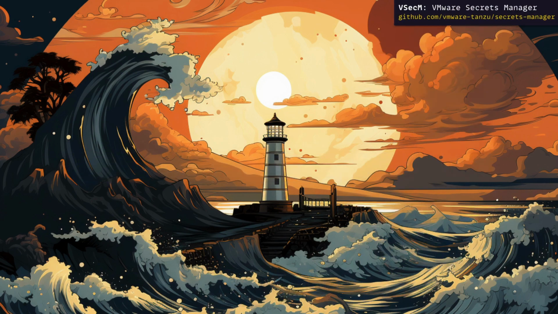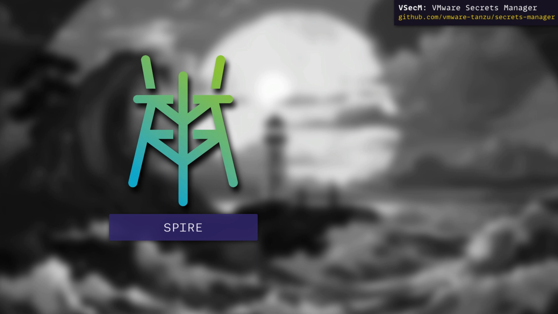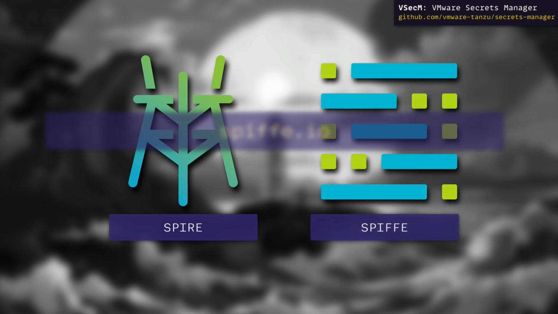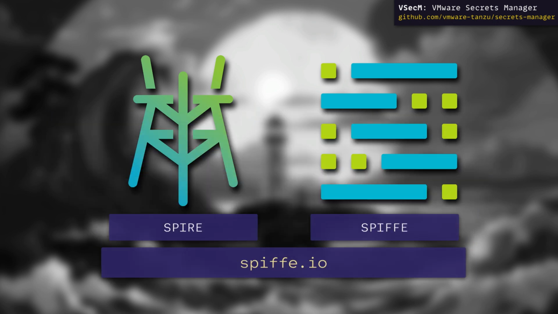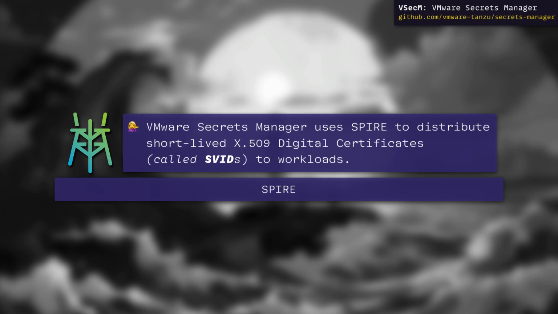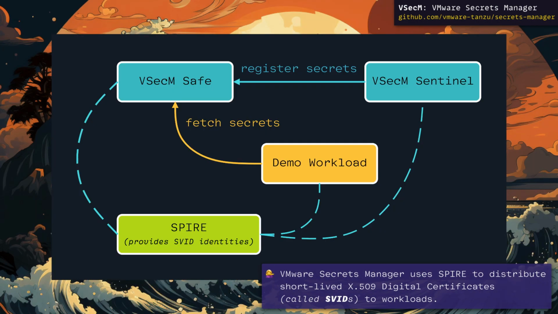VMware Secrets Manager, or VSecM for short, uses Spire as its identity control plane. Spire is a runtime implementation for the SPIFFE protocol. You can learn more about SPIFFE and Spire by following this link. At a high level, we use Spire to distribute short-lived X509 digital certificates to workloads. This way, we can ensure that when a workload wants to communicate with a VSecM component, we can establish its identity and establish secure communication.